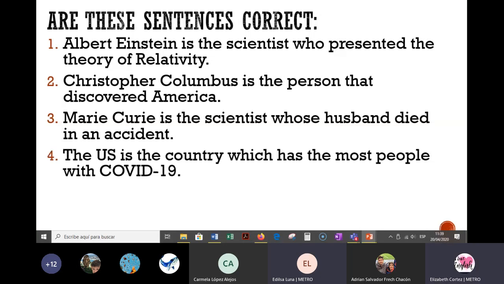Maldonado. Maldonado again. Please read the sentence. The US is the country which has the most people with the COVID-19. Excellent. Now, this sentence, Estados Unidos. Is this sentence correct with the DRC? Yes. Let's analyze it. Which one is the subject? The US, the United States of America. Very good. And which one is the noun?